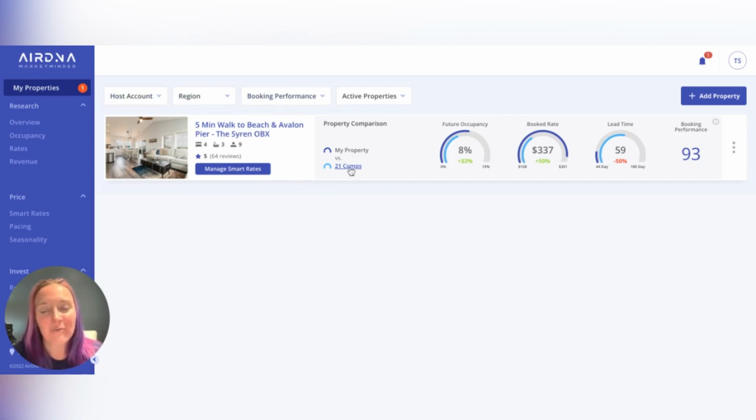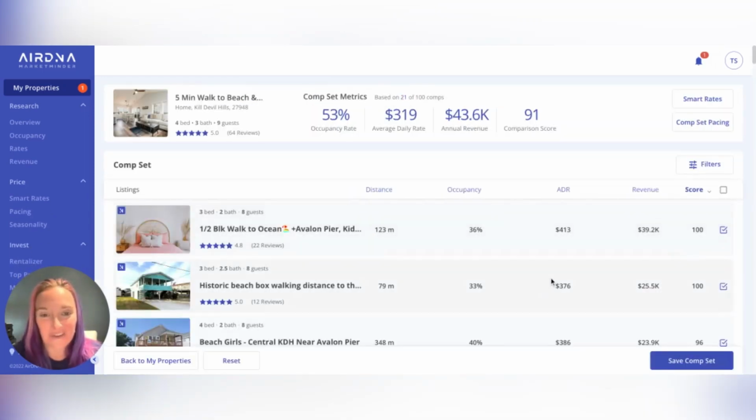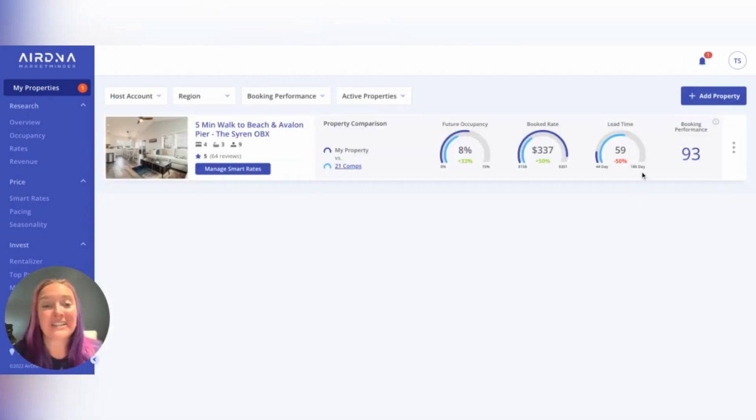And then I also have my custom comp set homes selected. Again, there's another video on that. So you're going to want to do those two things in order to see this information. If you need help, just reach out and we'll help you get that all set up. But for right now, let's take a look at this property comparison.